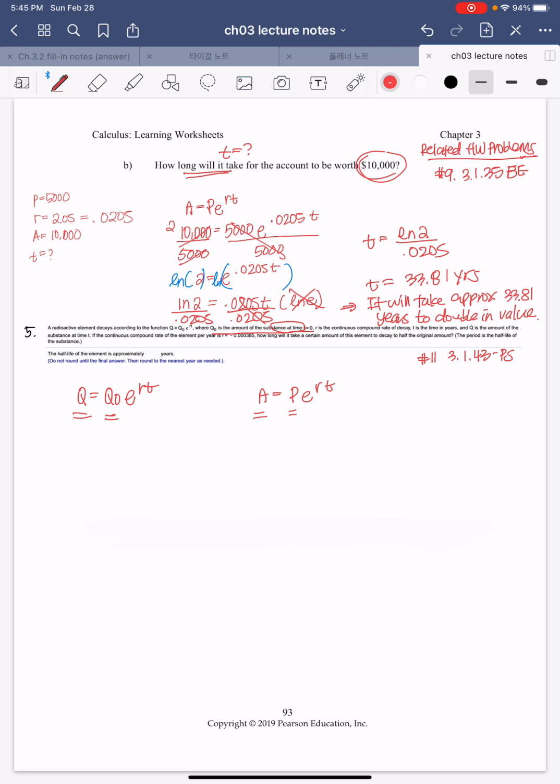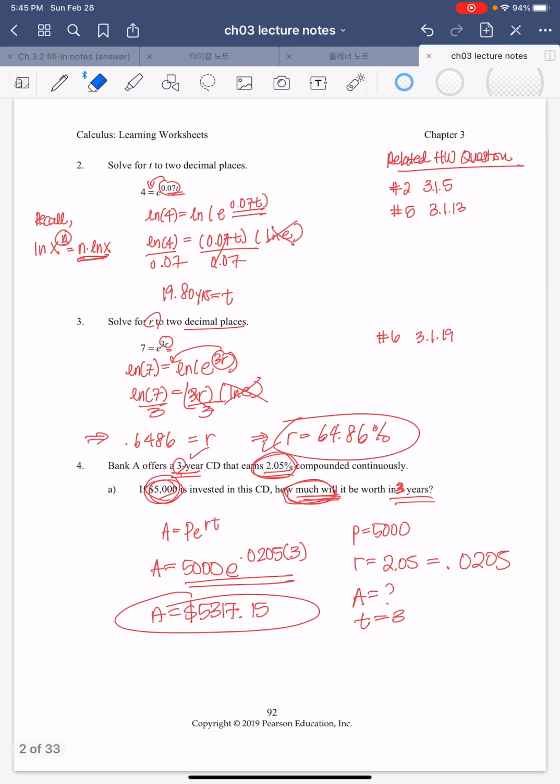R is the compound rate, just like we did R as a rate of interest. T is time in years. Q is the amount of substance at time t. So if it's time 10, that means 10 years later, so the final amount. They also give you the compound rate as a negative 0.000385. Notice that this time your R value is negative. So that's another observation that you can make.